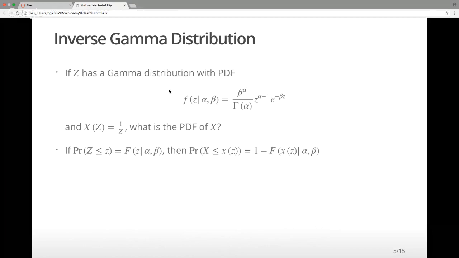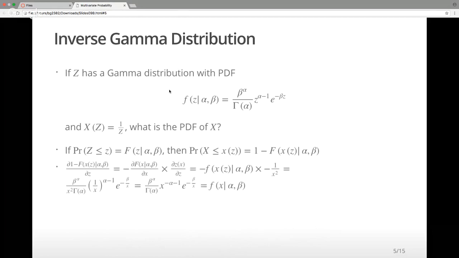The bigger z is, the smaller x is in magnitude, and vice versa. And that flips the signs around. So the probability that x is less than or equal to some value little x is 1 minus the CDF of little x written as a function of z. And so if we want to differentiate this with respect to x in order to obtain a PDF for x, differentiating that can be done in two steps.